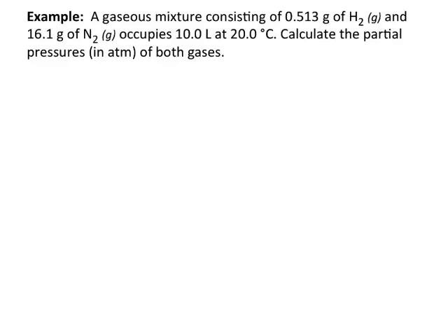A gaseous mixture containing some amount of hydrogen and some amount of nitrogen occupies 10 liters total volume at some temperature. What are the partial pressures in atmospheres of both of these gases? Probably the easiest way to do this is to find the mole fraction of both gases and work from there. So we need to find the moles of both gases before we can do that.